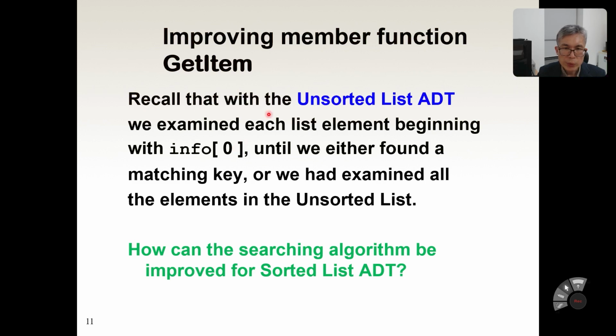So recall that with the unsorted list ADT, we examined each list element beginning with info[0], the first element, until we either found a matching key or we had examined all the elements in the unsorted list. How can the searching algorithm be improved for the sorted list ADT? The answer is, if the info array is sorted in ascending order, we can use binary search.